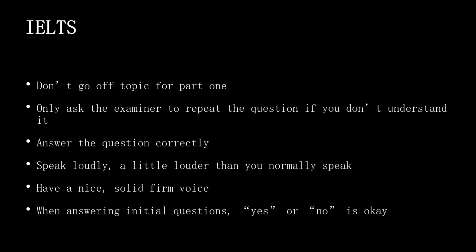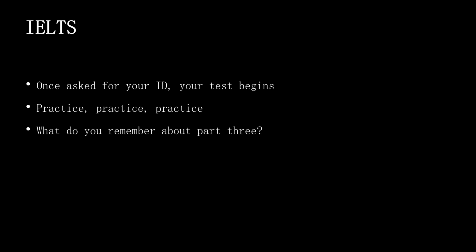And when answering initial questions before you start the test, right? Because they'll say, what's your name? What would you like to be called, right? You can say yes or no for those. It's okay. Just not for the actual part one questions. Remember, once you're asked for your ID, your test is beginning, right? So if they say, what's your name, where are you from? And then you could just say, my name's Joe, I'm from Cincinnati. But once they look at your ID, your test begins, right? And so then don't just give simple little answers. Start giving bigger answers, 4 to 5 sentences. And of course, always practice, practice, practice.